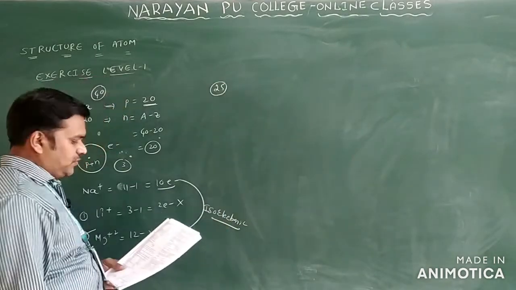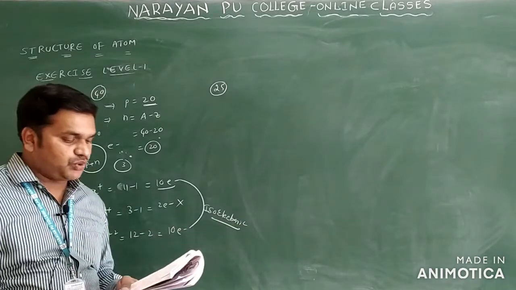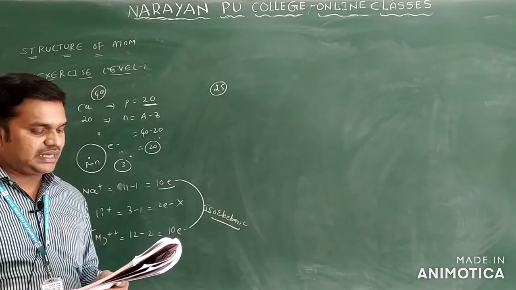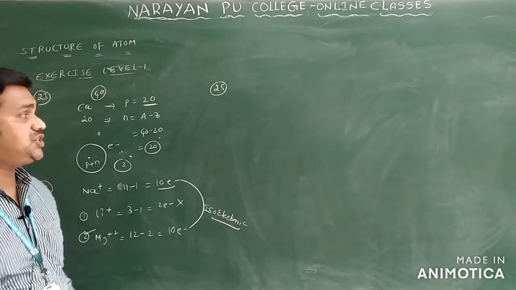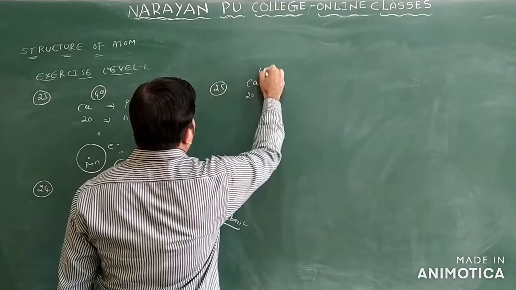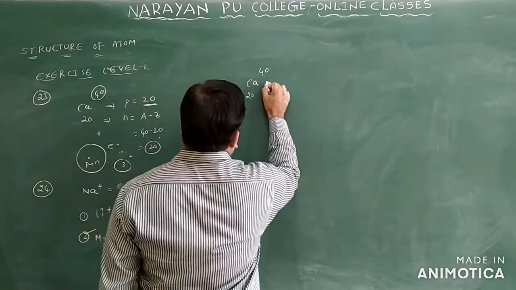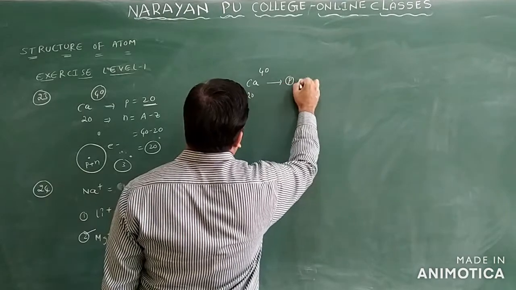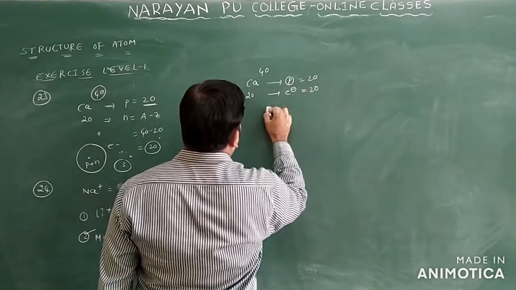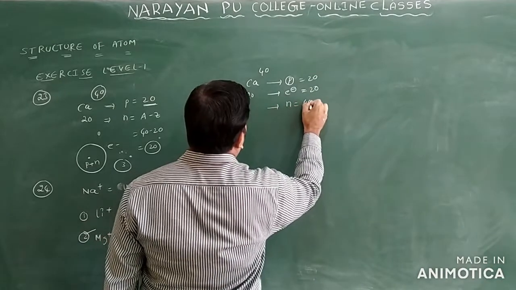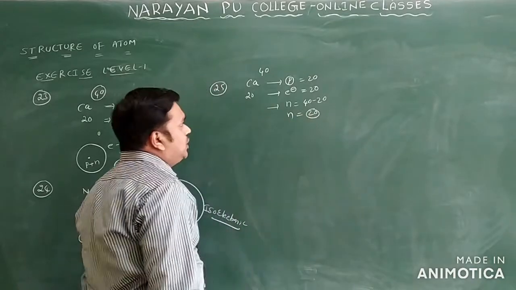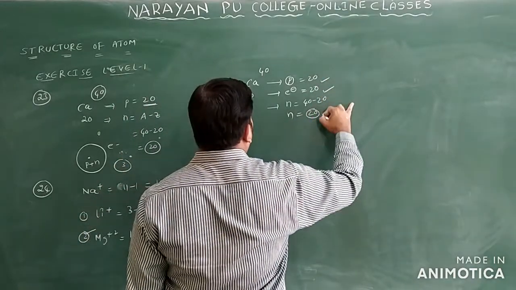25 we have. Calcium has atomic number 20 and atomic weight is 40. Which of the following statements is not correct about the calcium atom? Same question is given. I will write the information here. Number of protons is equal to 20. Electrons is equal to 20. Neutrons is equal to 40 minus 20, that is 20 only. So protons are 20, electrons are 20, neutrons are 20 only.